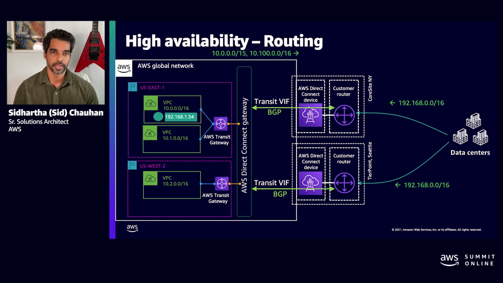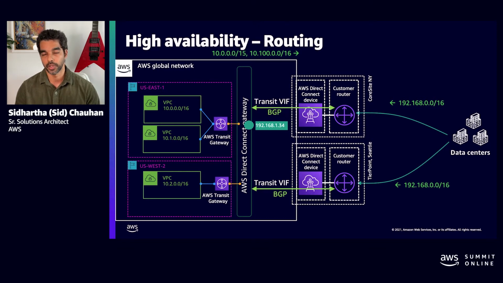So I have a sample setup here where in a VPC in US East 1, a packet is being originated with a destination IP address of 192.168.1.34. Your on-premises data centers are advertising a 192.168.0.0/16 summary route from both the connections from both the Direct Connect locations. So this traffic is sent to Transit Gateway, and Transit Gateway sends it off to Direct Connect Gateway. Now, Direct Connect Gateway sees two paths. It sees a path through core site NY, and it sees a path via tier point in Seattle.